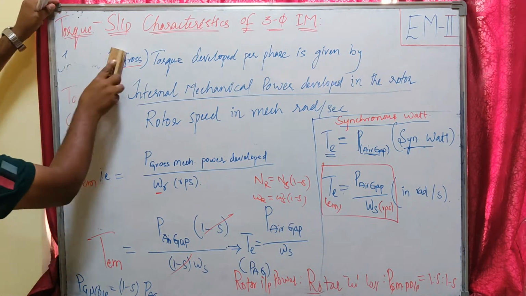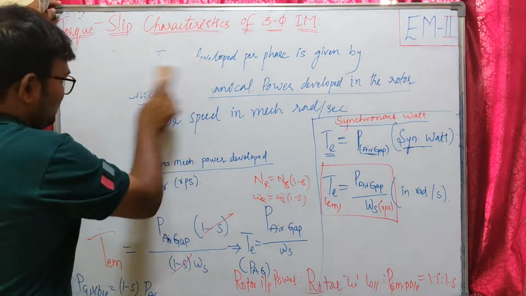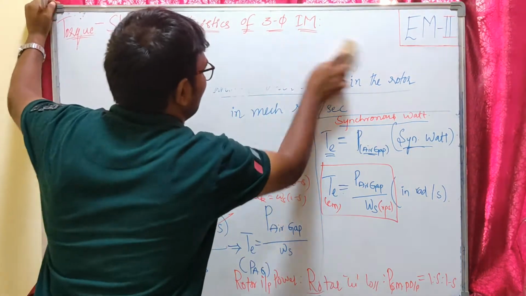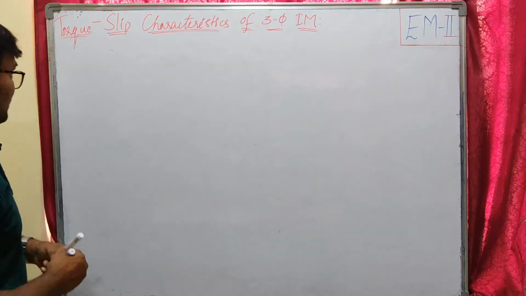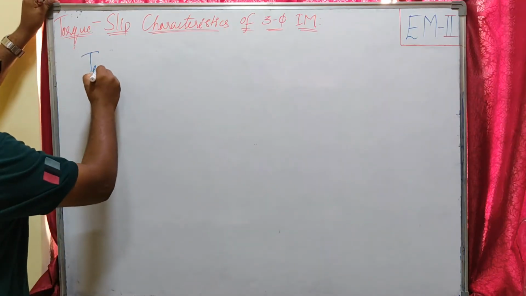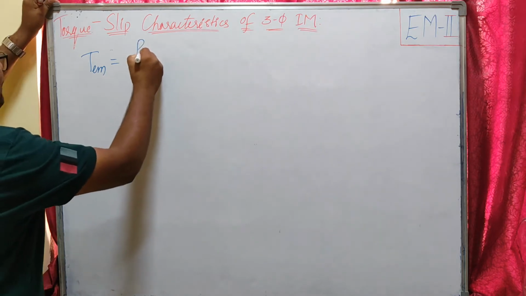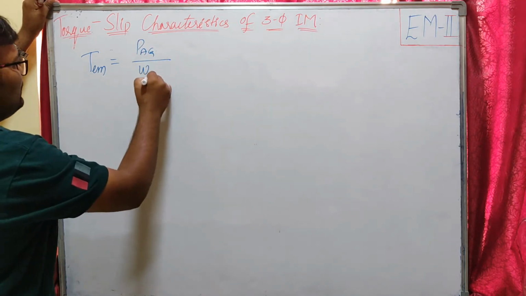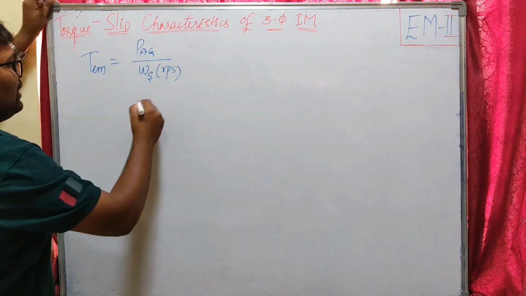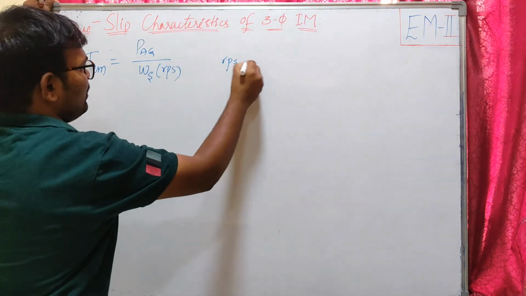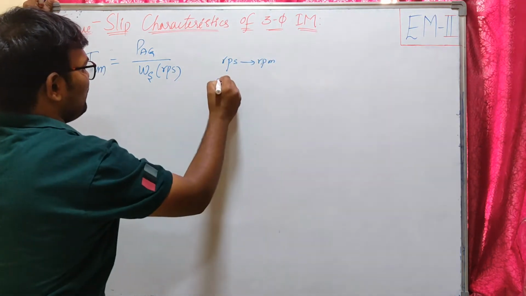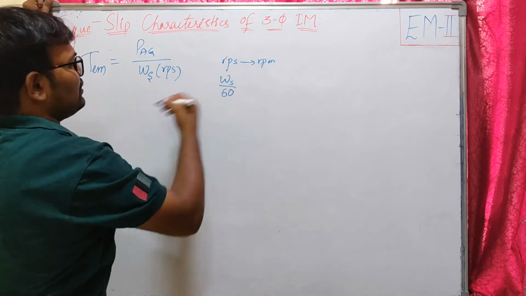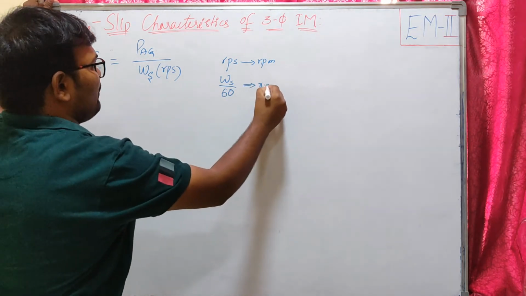So I am going to erase this. You have to note down these data for your future reference. Okay, we are left with our electromagnetic torque equal to air gap power by omega s, which is in RPS. We have to convert this RPS into RPM. For that, I am dividing omega s with 60 seconds. So this will convert into RPM.